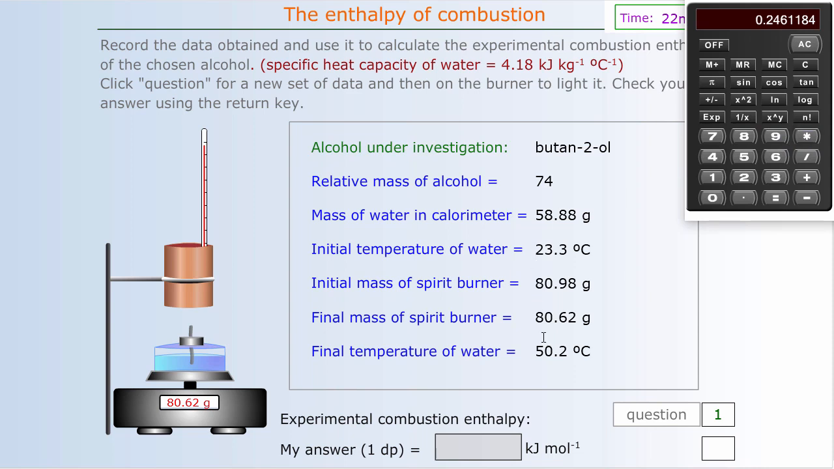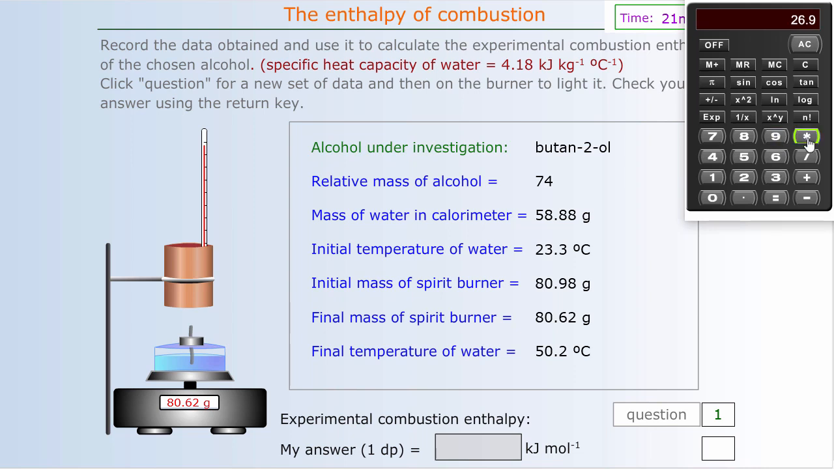And the temperature change, the initial temperature was 23.3, the final temperature is 50.2, so we must subtract 23.3 from 50.2. I believe that's 26.9. Is that correct? It looks like it. 26.9. Yeah, it's 26.9. So we multiply then by. I pressed the multiplication button twice, and I can't go back. I'm going to have to start again. Well, let's start with 26.9.